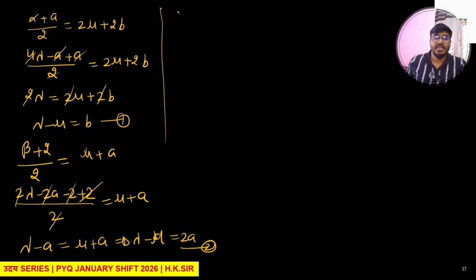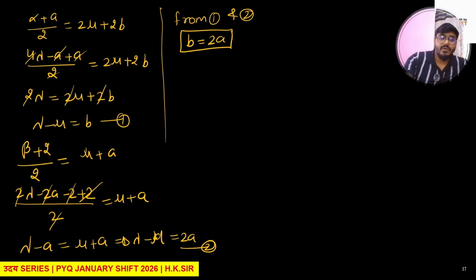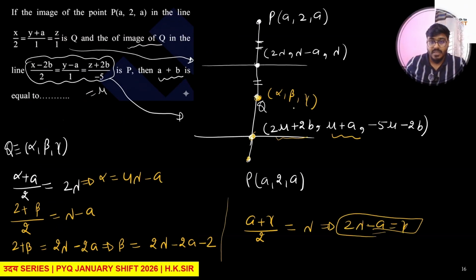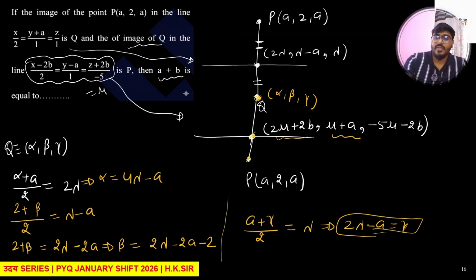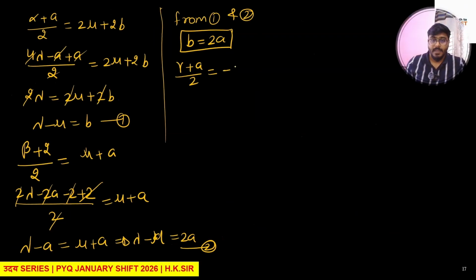From equation first and second, what can we write? B equal to 2a. Now what about the z coordinate? Z coordinate is gamma plus a divided by 2. Gamma plus a divided by 2 equal to minus 5 mu minus 2b.